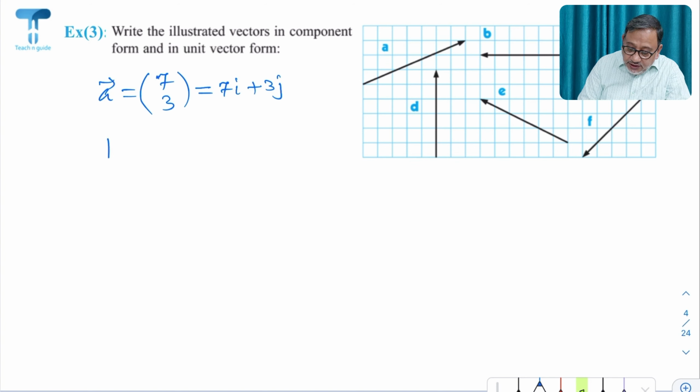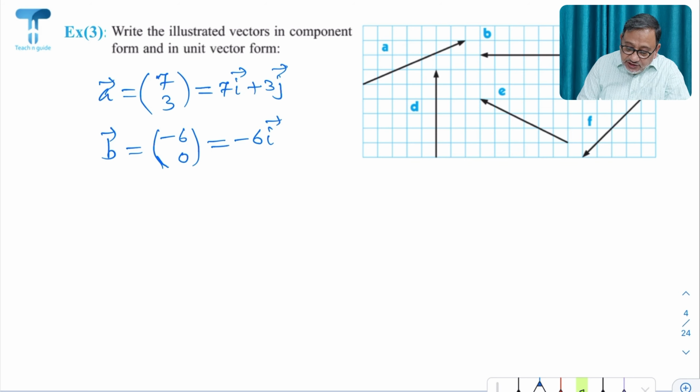Now vector B, how many units it has? It is in the negative direction, 1, 2, 3, 4, 5, 6. 6 units in the negative direction. Okay, so it will be negative 6 and 0, because there is no displacement in the direction of y-axis. Okay, so this will be a vector minus 6i only. Okay, I should write with the arrows, no problem.